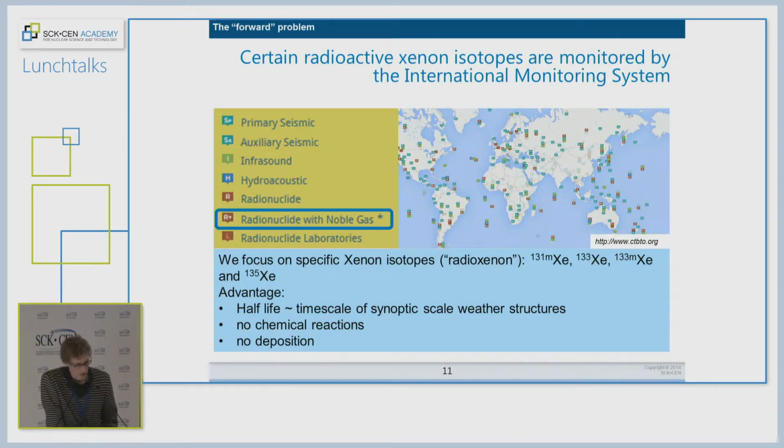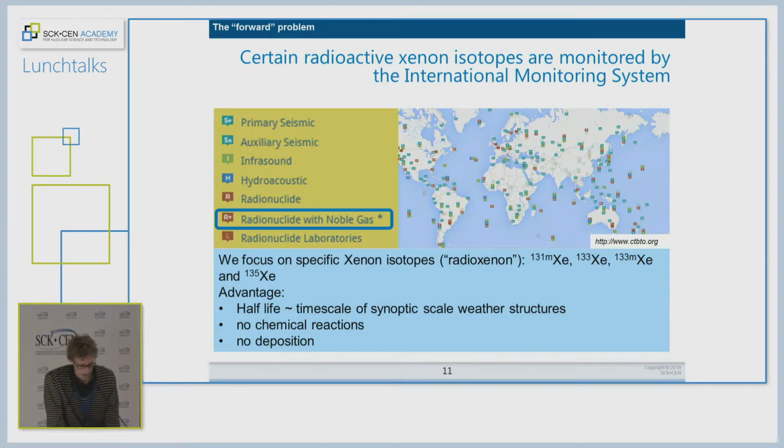And the advantage is that the half-life of these isotopes corresponds roughly with the time scale of the synoptic scale weather structures. That means that it has a half-life of a couple of days, so it can be transported conveniently by the wind. But the half-life is not too long, to avoid accumulation in the atmosphere.